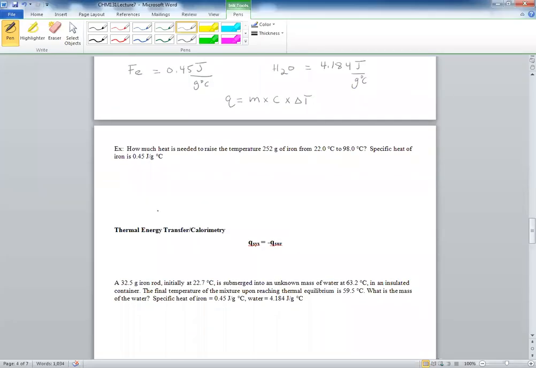So here's a question. How much heat is needed to raise the temperature of 252 grams of iron from 22 to 98 degrees Celsius? The specific heat of iron is 0.45 joules per gram Celsius.